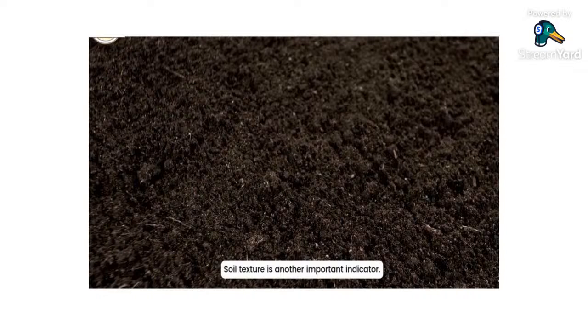Soil texture is another important indicator, which is the proportion of sand, silt, and clay particles, and it is a crucial indicator for soil health. It impacts water retention, drainage, nutrient availability, and overall soil function.